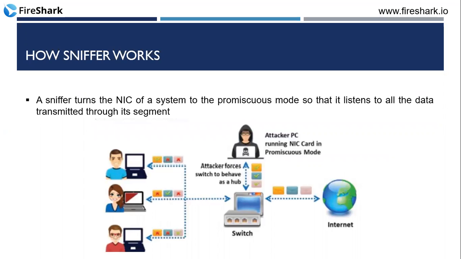Now, how does sniffing work? The most common way of networking computers is through an Ethernet connection. A computer connected to a LAN has two identification details, a MAC address and an IP address. The MAC address is unique to each device, and the IP address is allocated by the DHCP, your router.